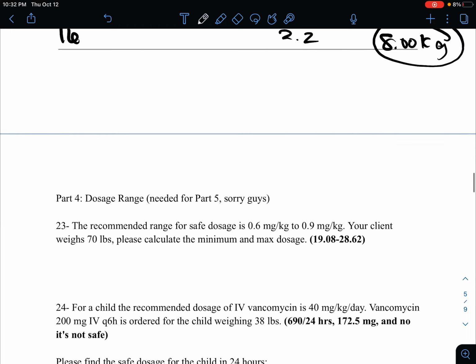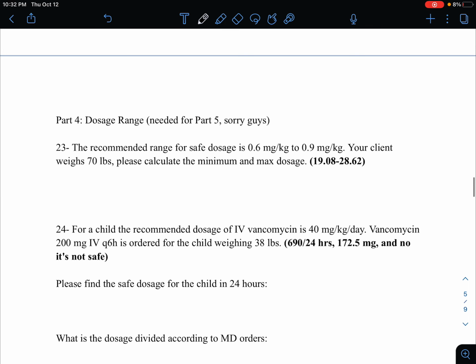Okay. Anyways, so the recommended safe dosage is 0.6 milligrams a kilogram to 0.9 milligrams a kilogram. Your client weighs 70 pounds. Please calculate the minimum and the maximum. So when you approach problems like this, let's go ahead and just do 70 divided by 2.2. So 70 divided by 2.2 equals 31.8 kilograms for that patient.